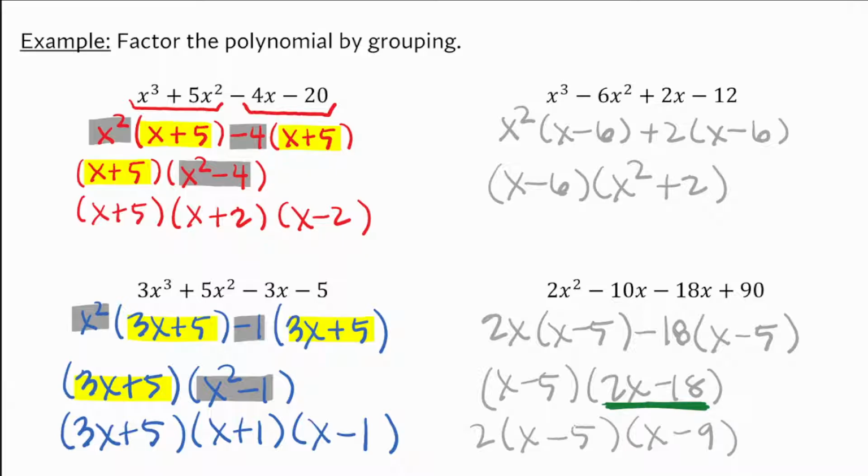But this thing here, I saw both of these are even numbers, so I know that I can factor it more. It's not entirely factored until I've factored everything I can. So that's why I factored out a 2, and I was left with x minus 9 there. Okay? But that's group and factor.